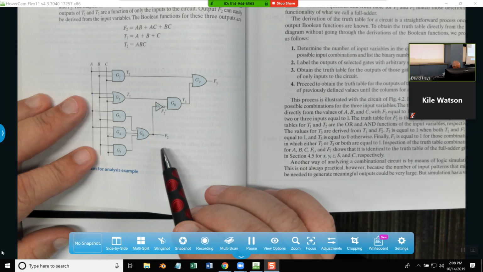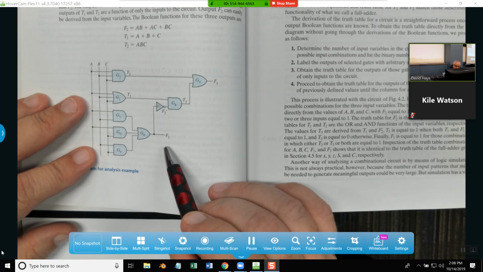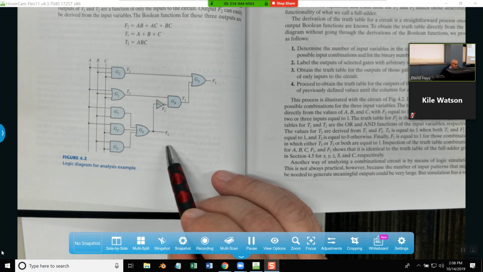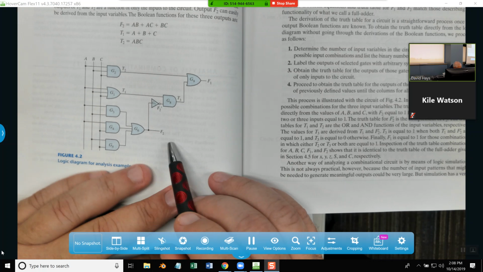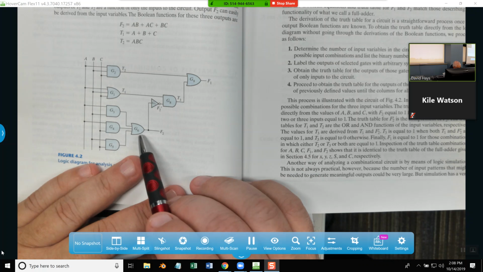And then it's AB. So here's a B coming down, so that's this one. Or AC, which should be this one. Or BC, which would be that one.